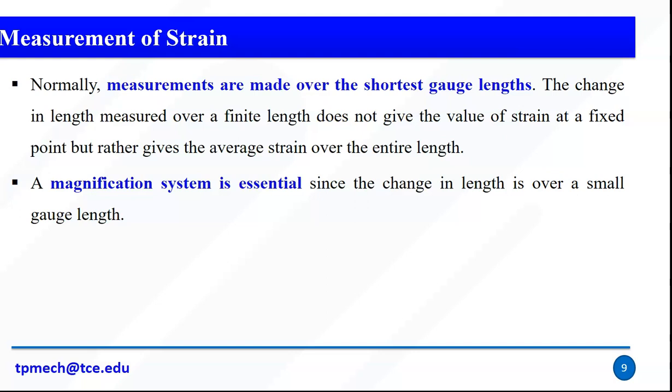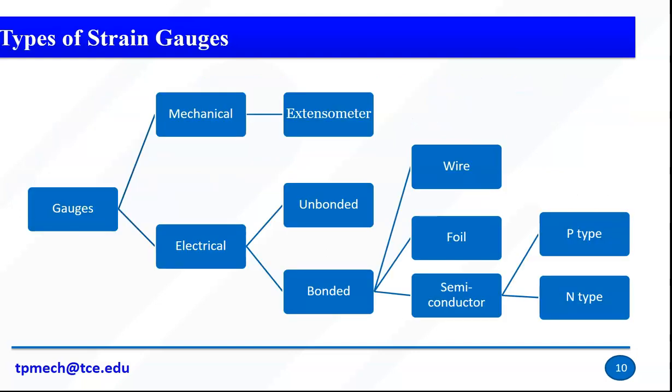Again, the change in dimensions may be measured in quantities like capacitance, inductance or resistance. But humans cannot read those electrical quantities. So we need some digital meter or other auxiliary device to convert the reading into a compatible mode. So we need a good magnification system. It's essential.